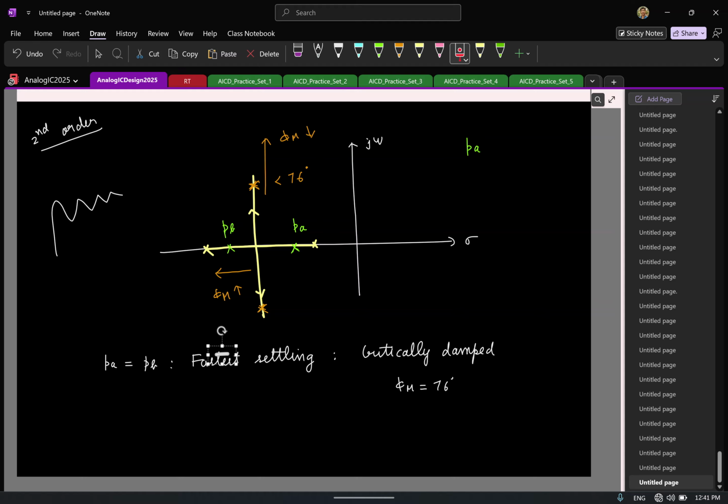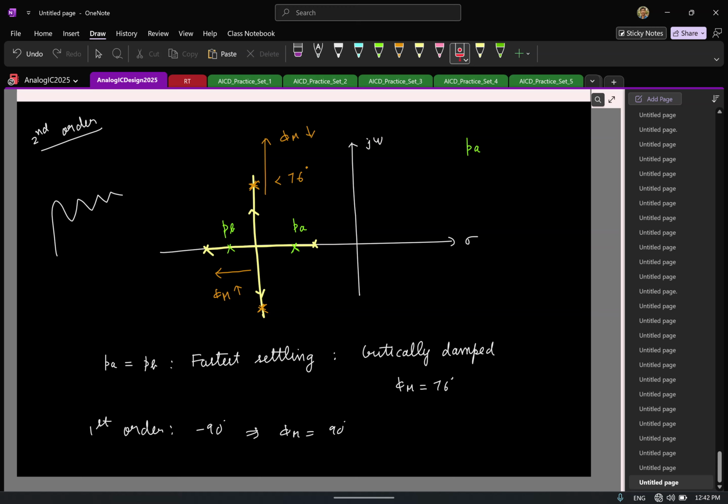What is the phase margin for a first order system? Why? For a first order system, I just have one pole. At the max, phase can drop to what value? Minus 90 degrees. So which means you have a phase margin of 90 degrees. So the maximum phase margin corresponds to a first order system.